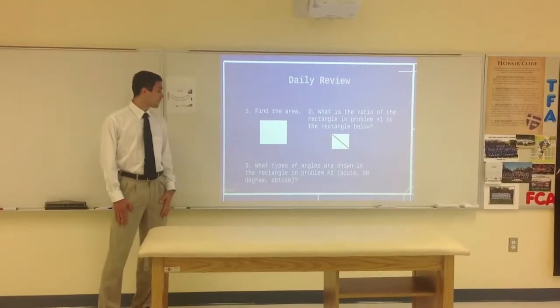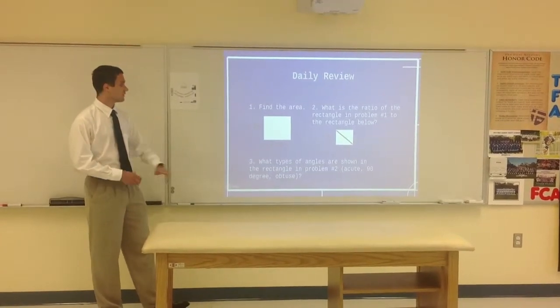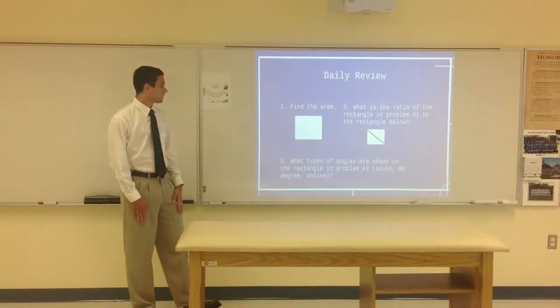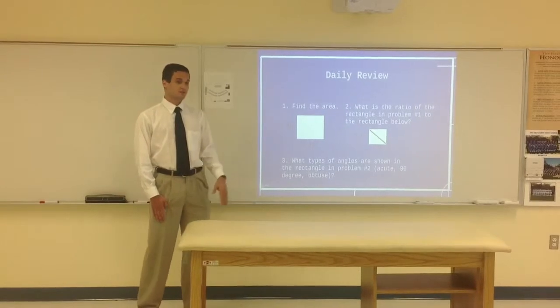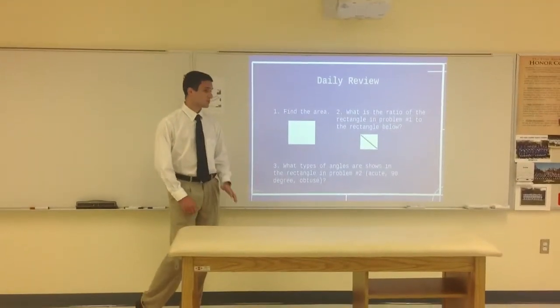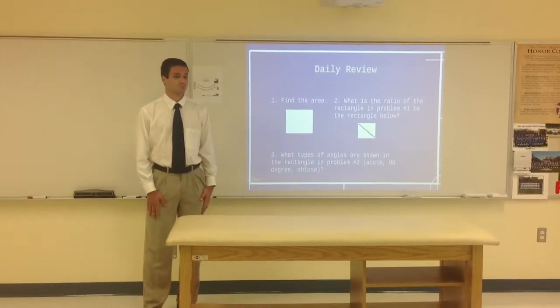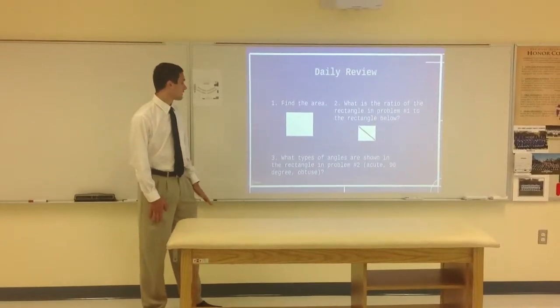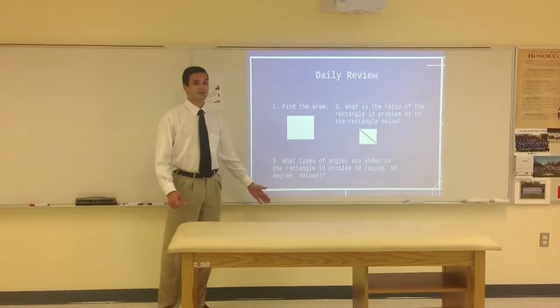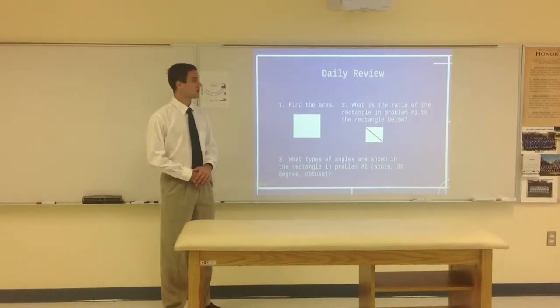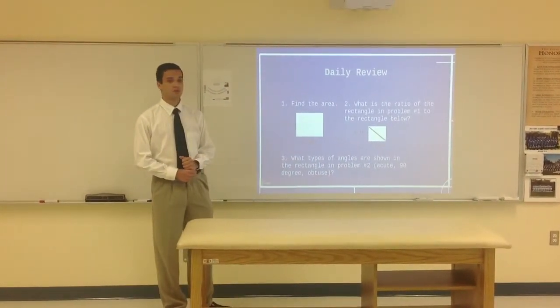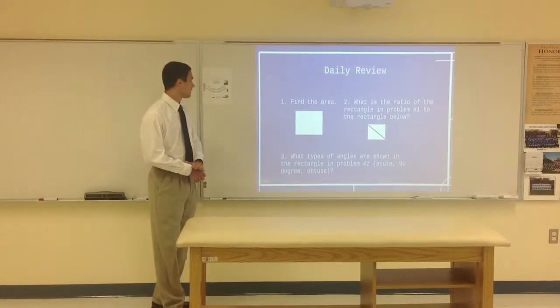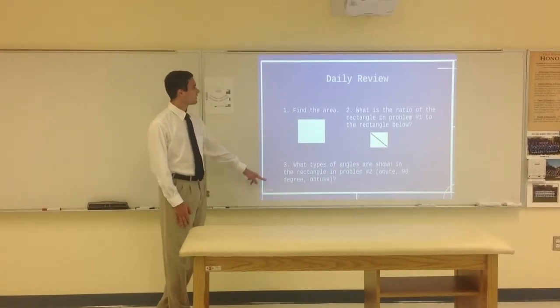Alright, number 3. What types of angles are shown in the rectangle in number 2? Is it acute, right 90-degree angles, or obtuse? Acute and 90 degree. Very good, acute and right angles. Alright, so does anyone have any questions about our daily review? Alright, good, but let's move on.